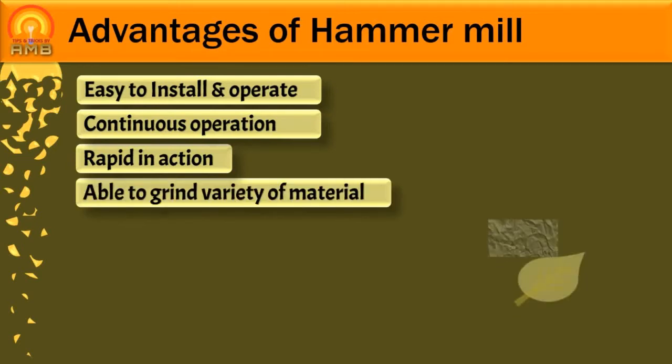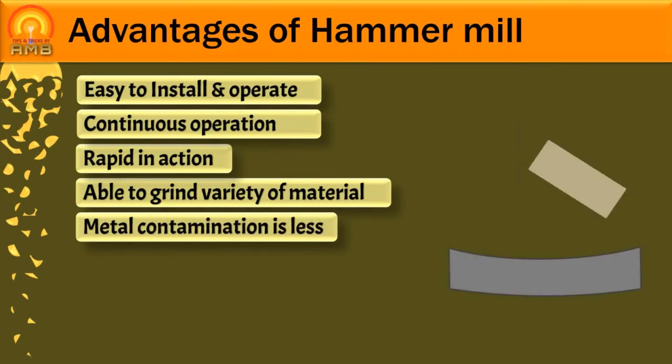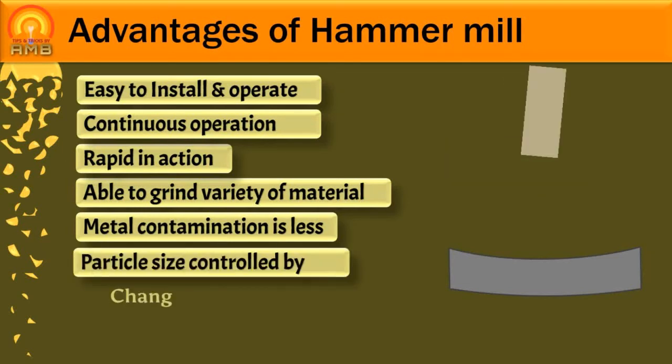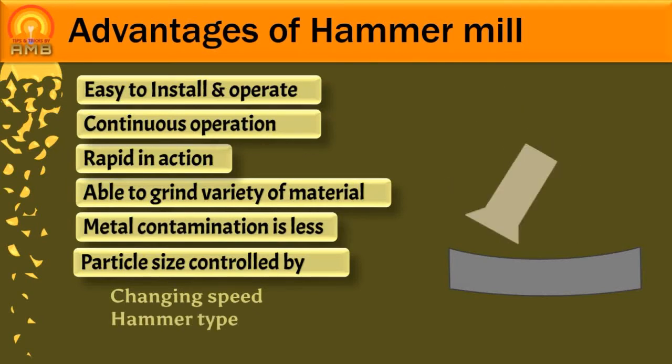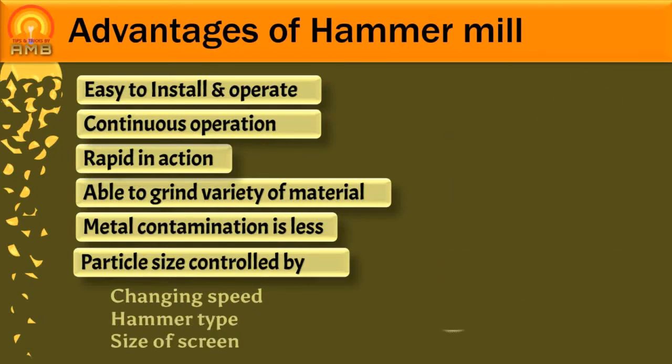Also, it is capable of grinding many different types of materials, so suitable for grinding of many types of materials. Next advantage is metal contamination is less as no surfaces move against each other. And another advantage is the particle size of the material to be reduced can be easily controlled by changing the speed of rotor, hammer type, shape and size of the screen.